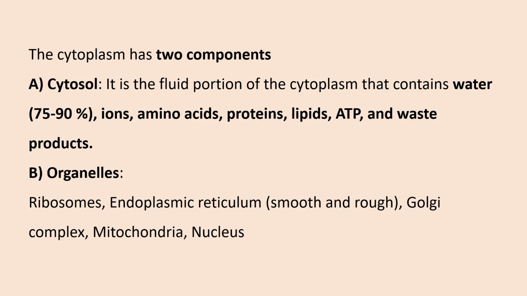The next component of cytoplasm is the organelles. Okay, so different kinds of organelles are present inside the cytoplasm. Some are listed here, like ribosomes, endoplasmic reticulum, smooth and rough, then Golgi complex and mitochondria. The nucleus is also present in the cytoplasm. So we will see all these organelles one by one. In that, first is ribosome.